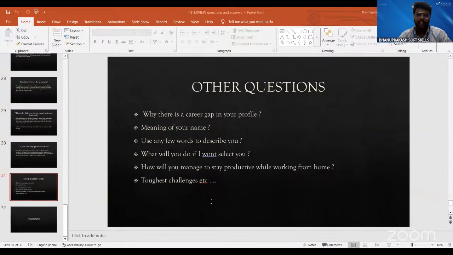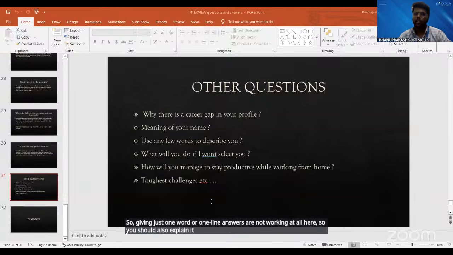Really excellent, Reddy Rani. She already explained everything. She explained the meaning of her name, and she also explained the uniqueness of that name and how it is related to her. That's the exact thing that we need to do. Giving just one word or one line answers is not working at all here. So you should explain it like an answer, although the question seems very simple.